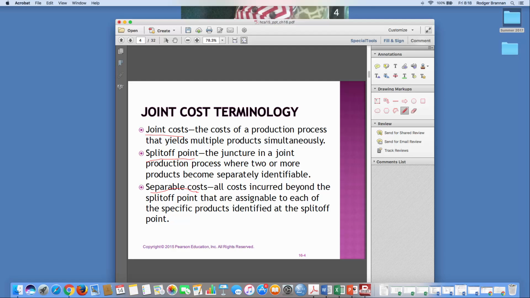Separable costs are different. These only arise beyond the split-off point, and only if you decide to process the product further, or as I sometimes say, to enhance it, to make it better, to increase the sales price.